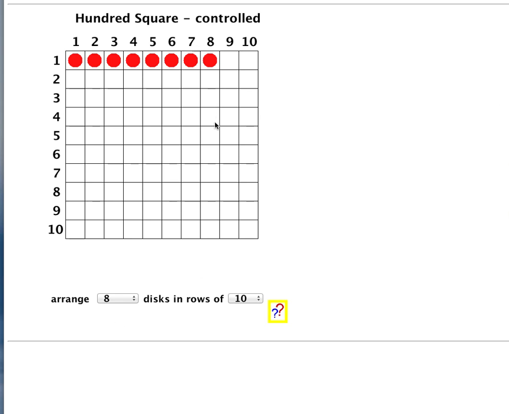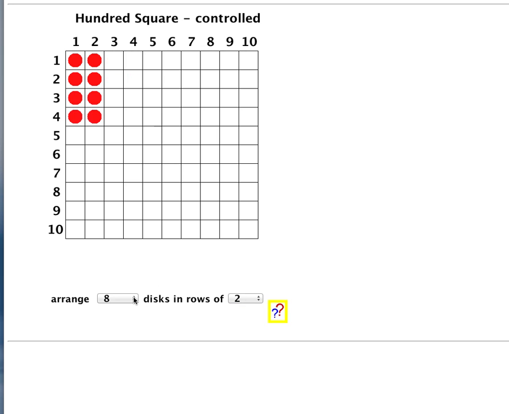I'll try arranging them in rows of, say, 5, and that's clearly not a rectangle. What about rows of 4? Yes, I get 2 rows of 4, and I have created a rectangular shape this time. So 8 is a rectangular number. Of course, 2 rows of 4 isn't the only way of forming a rectangle with 8 discs. I can do it as 4 rows of 2 as well.